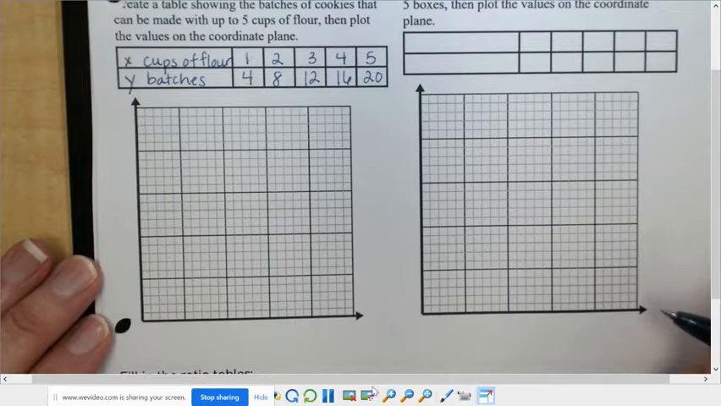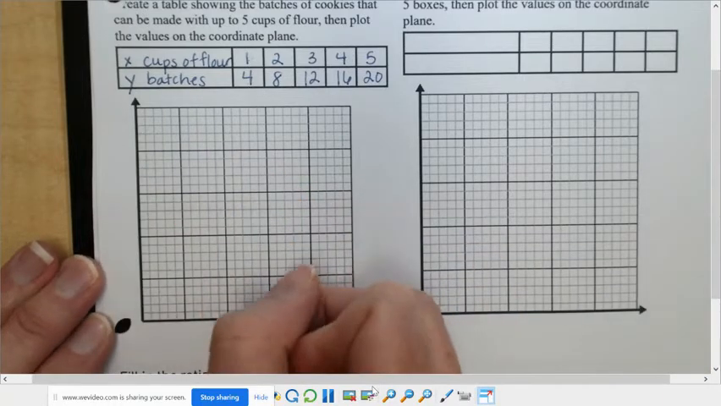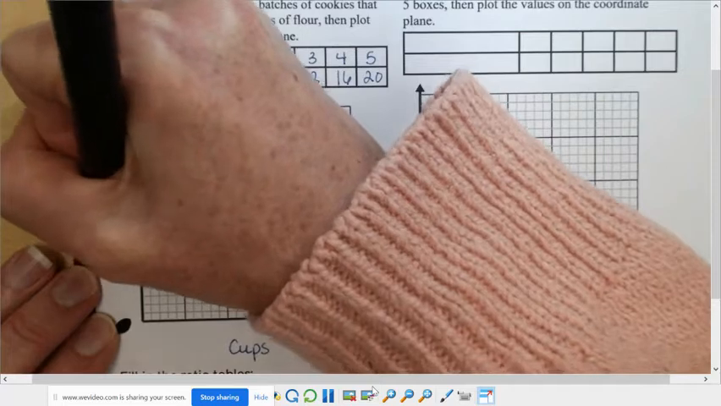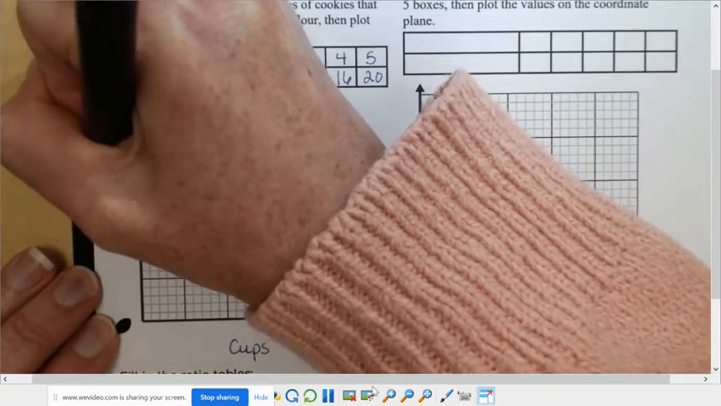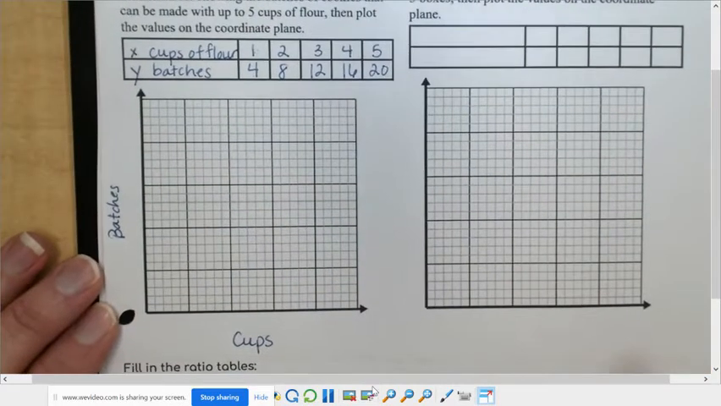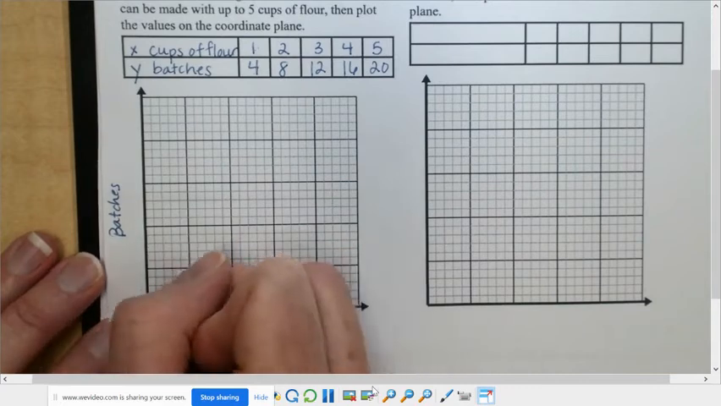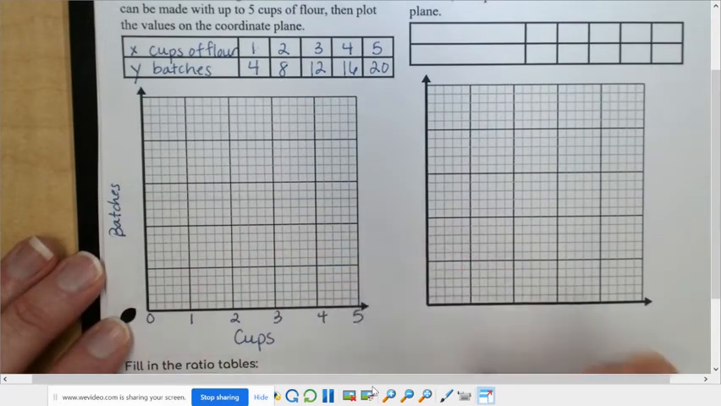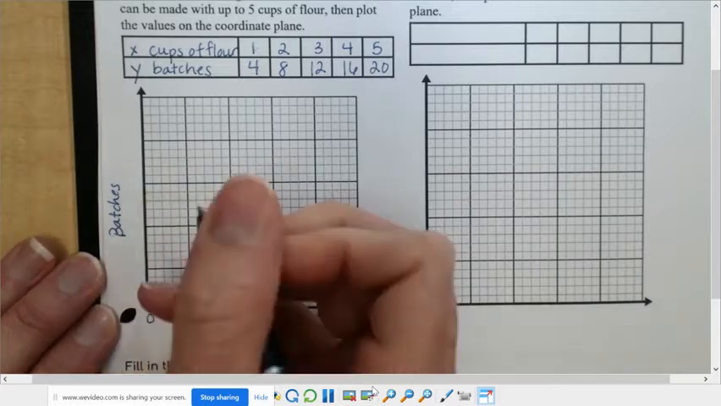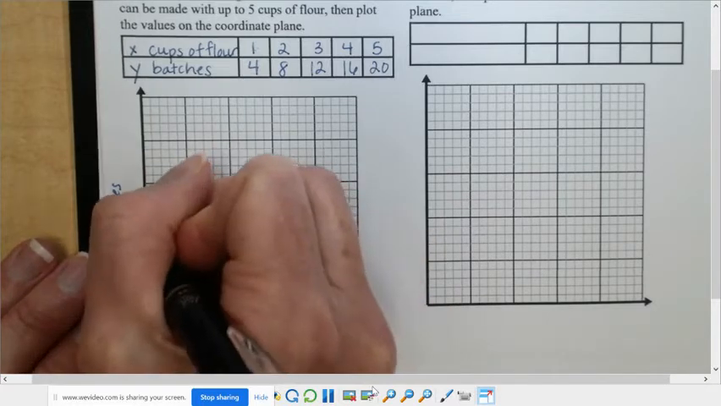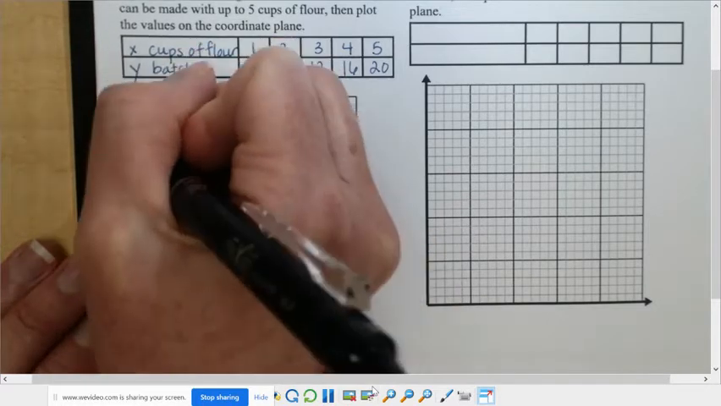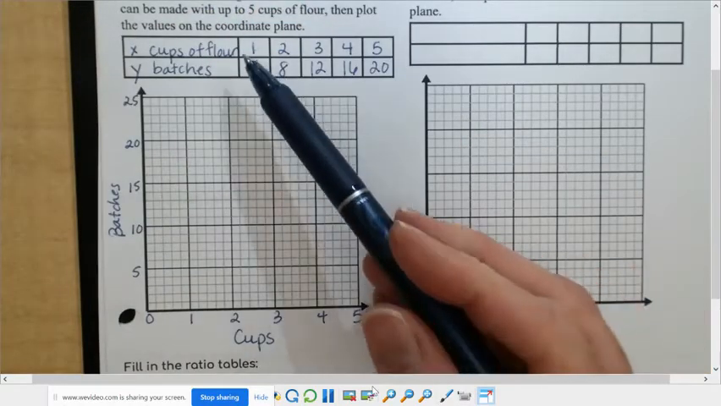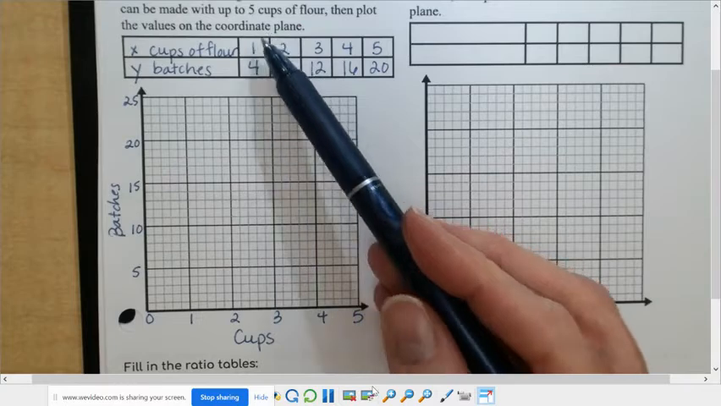If I fill in my graph, my x value is my cups, so that'll be the bottom of my graph. And then along the side will be my batches. So I'm going to number along the bottom 3, 4, 5 for my cups. And then up the side, I'm going to count by 5s: 10, 15, 20, 25. Now I'm just going to treat those ratios as ordered pairs.